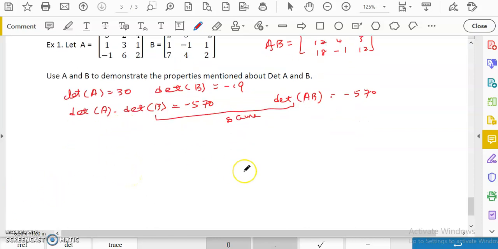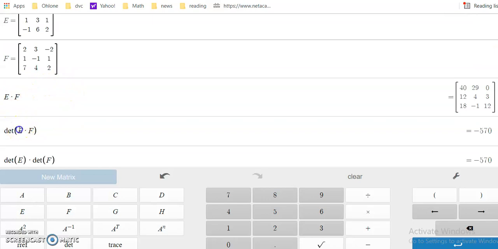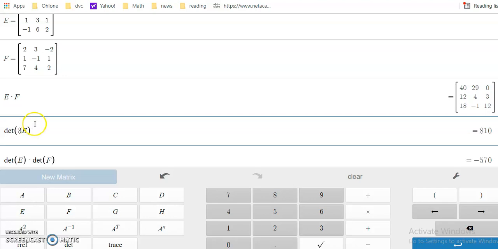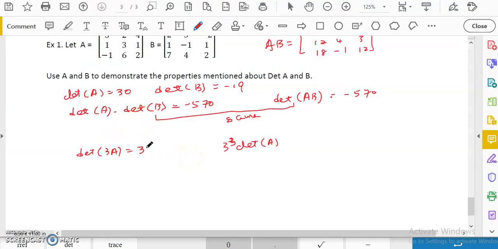The interesting thing to do is maybe we'll try the transpose and all those. And the interesting thing is if you multiply A by 3, for example 3A, what is the determinant? It's 3 cubed times the determinant of A, actually. So let's use the calculator. It was E for me, right? So I can say the determinant of 3E will be 810. And the determinant of E is 30, so 27 times 30 is 810. You can see that these two are the same. Okay, so you have to do 3 cubed instead of just 3 times the determinant.